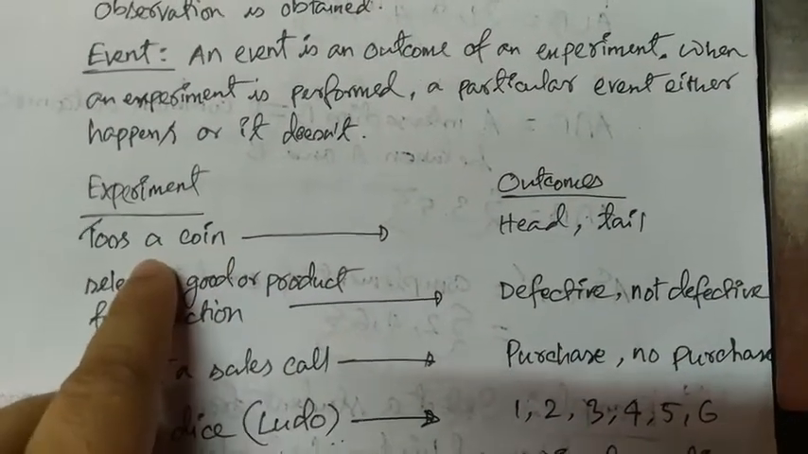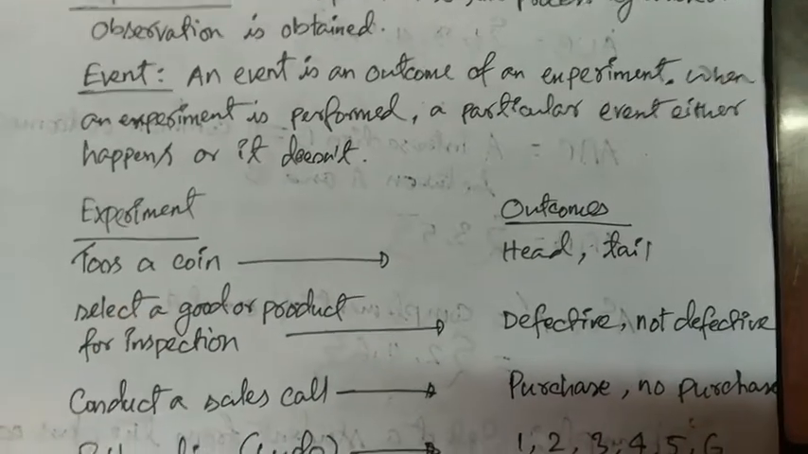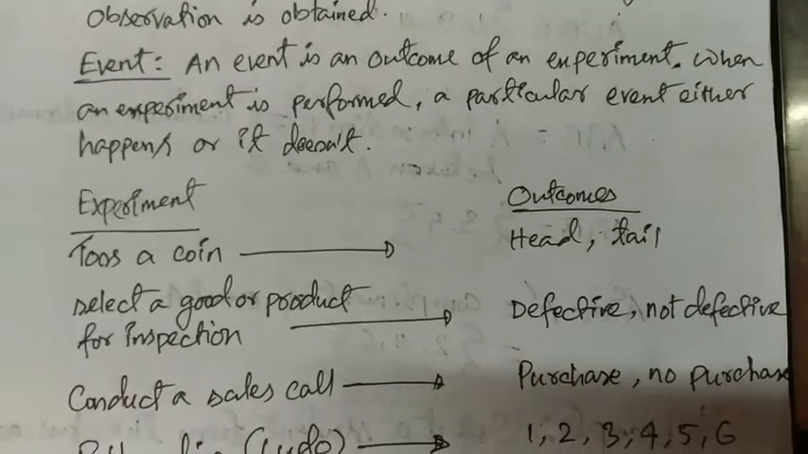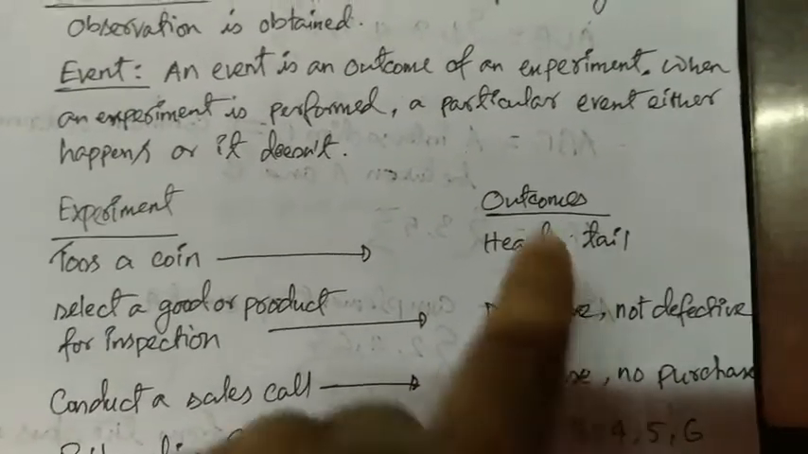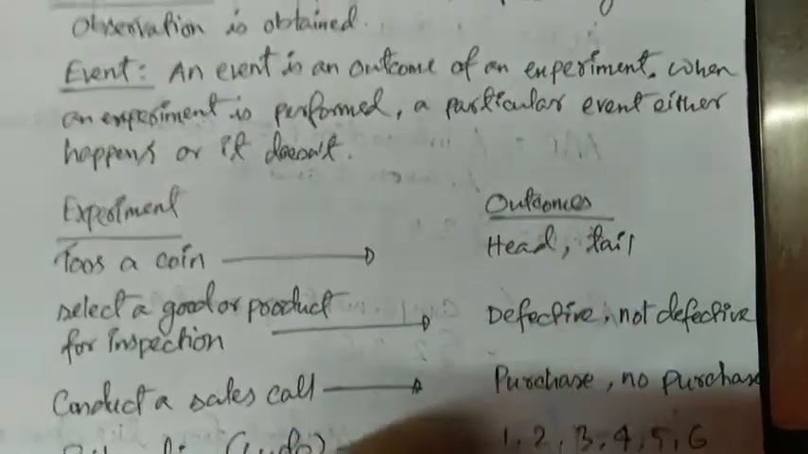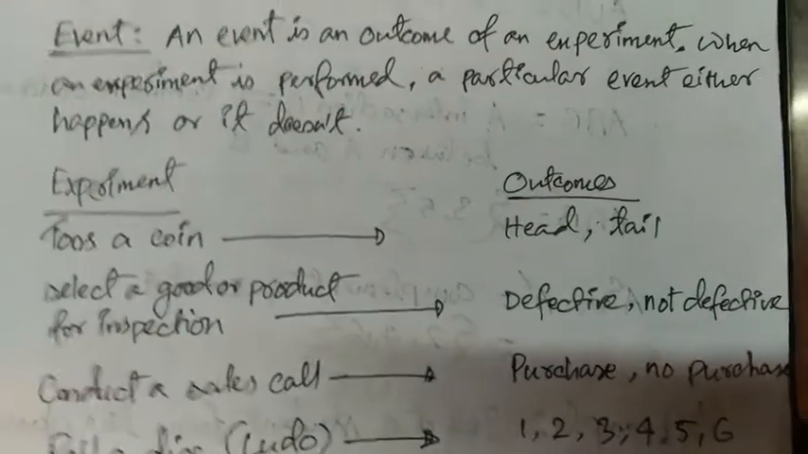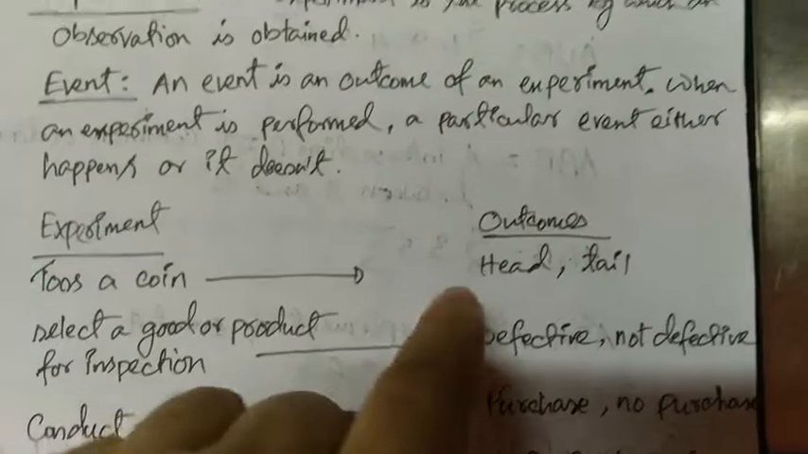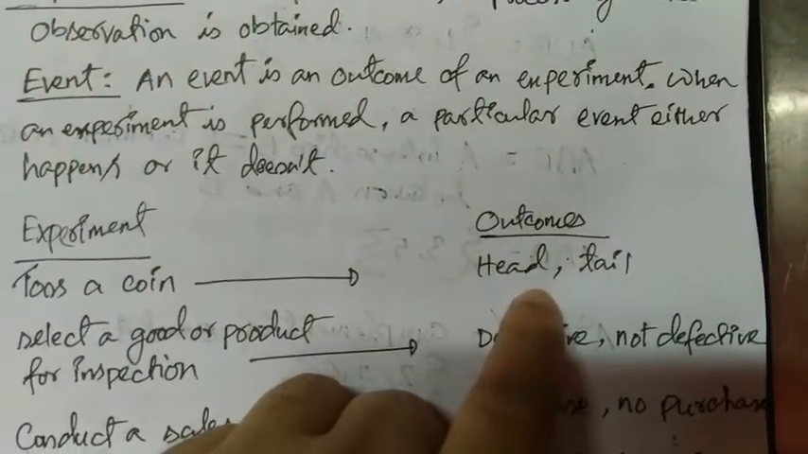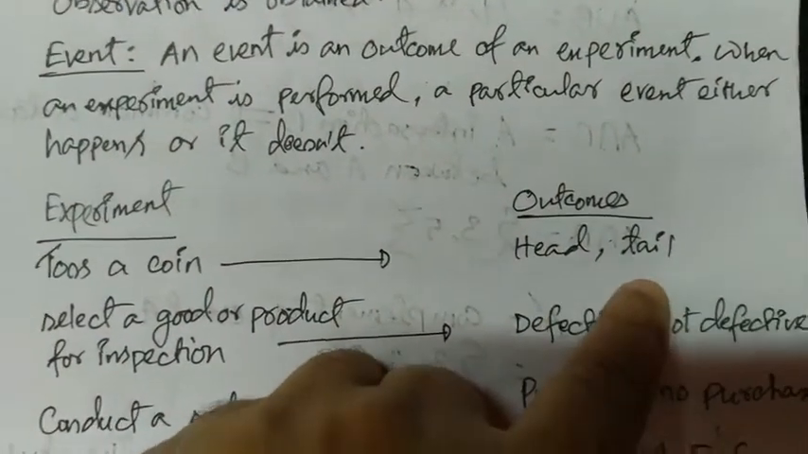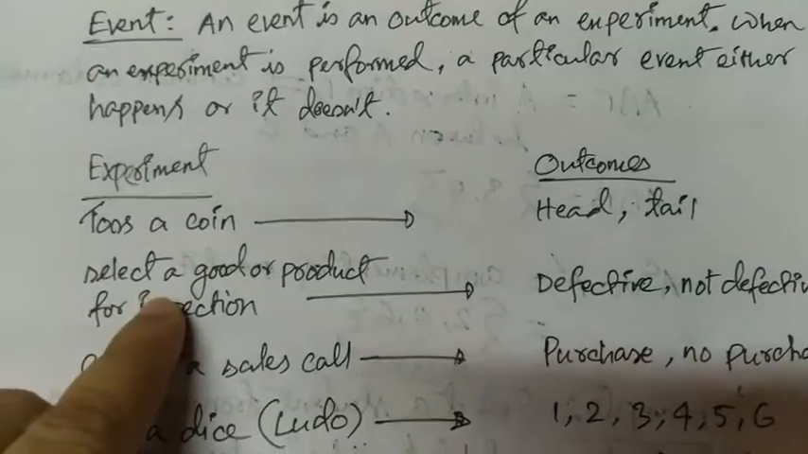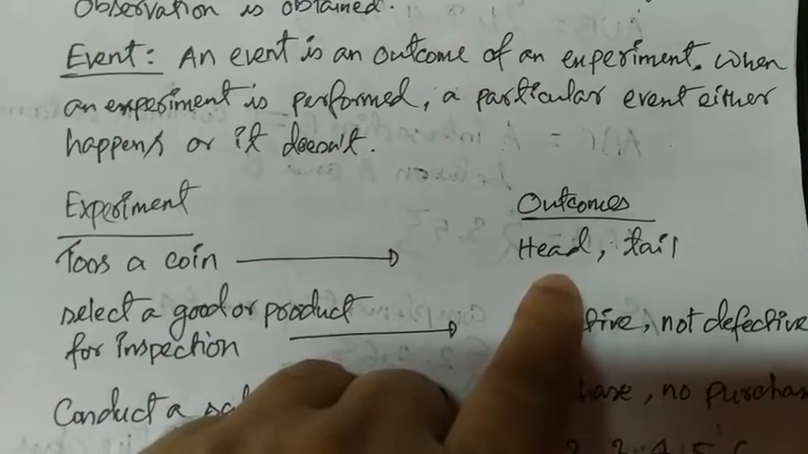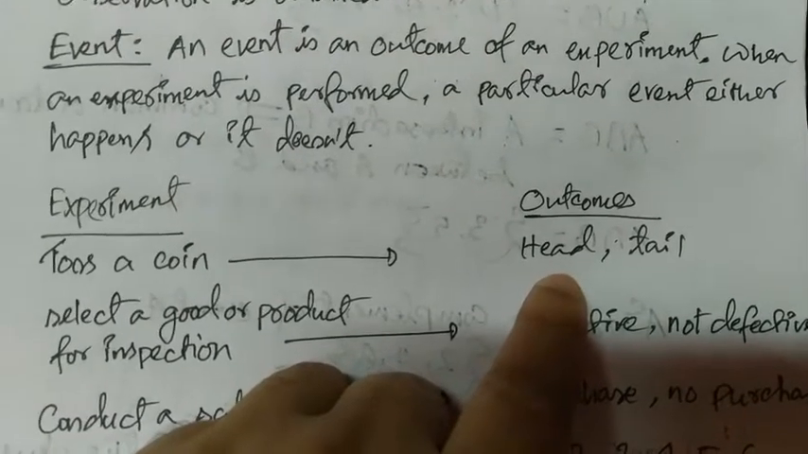For example, tossing a coin. So this is a kind of experiment. If you toss a coin, you may get either head or tail. So you don't know what you will get. So this is an experiment, what you will get from tossing a coin. From tossing a coin, you can get two outcomes, either head or tail, but you don't know what you will get. So there is a chance that you may get head or you may get tail.